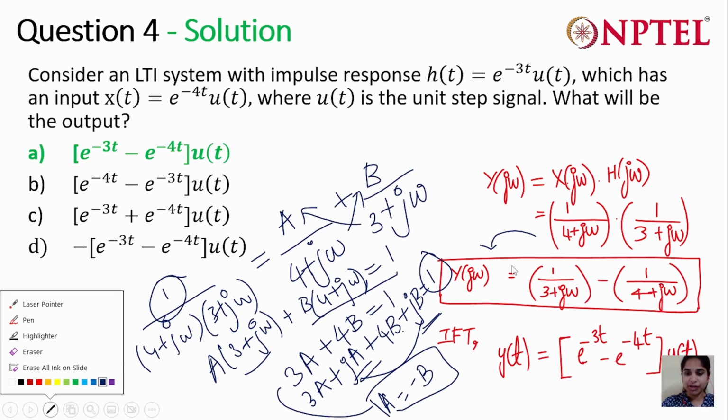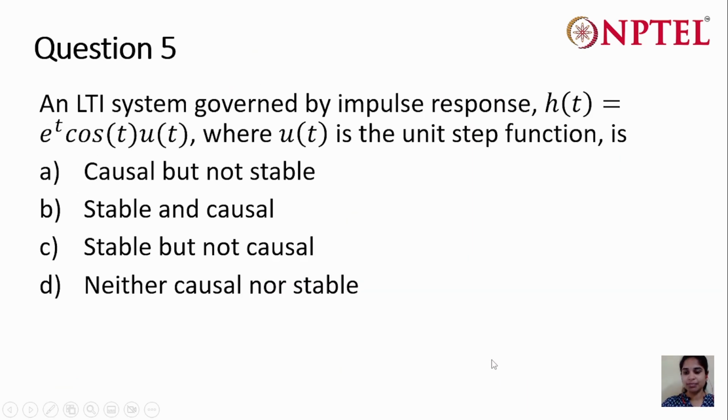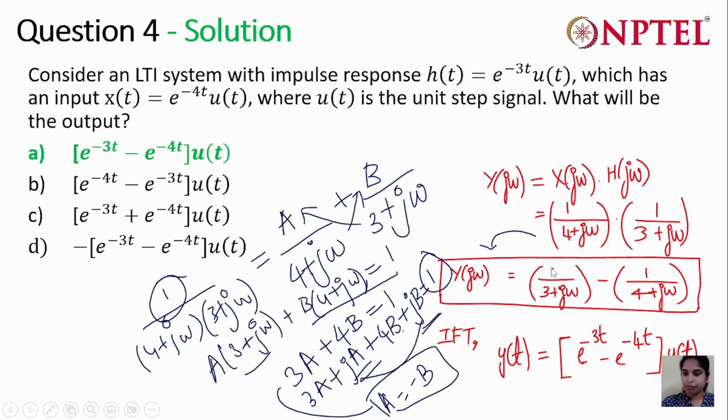So now we have to find the inverse Fourier transform for the same thing. For this it is e power minus 3t, minus, for this it is e power minus 4t, into u of t. This product we should equate to the sum of two fractions, then find a and b, write it and do the inverse Fourier transform. So the answer is a: (e power minus 3t minus e power minus 4t) into u of t.